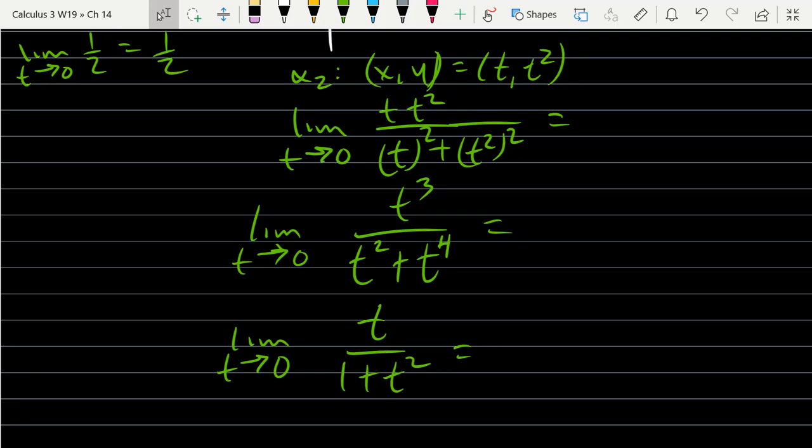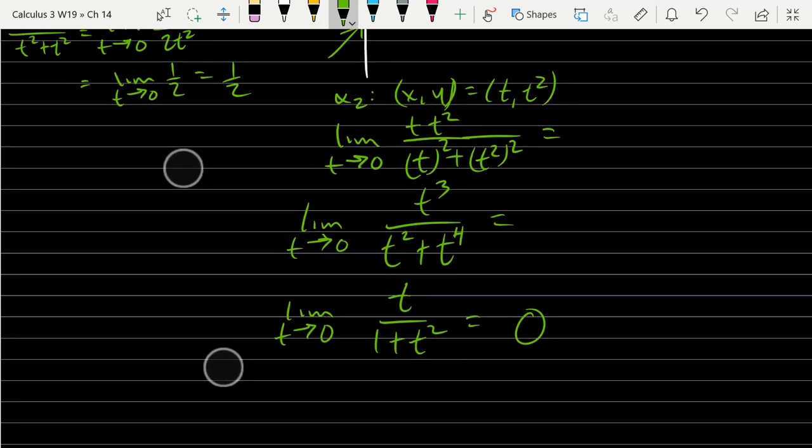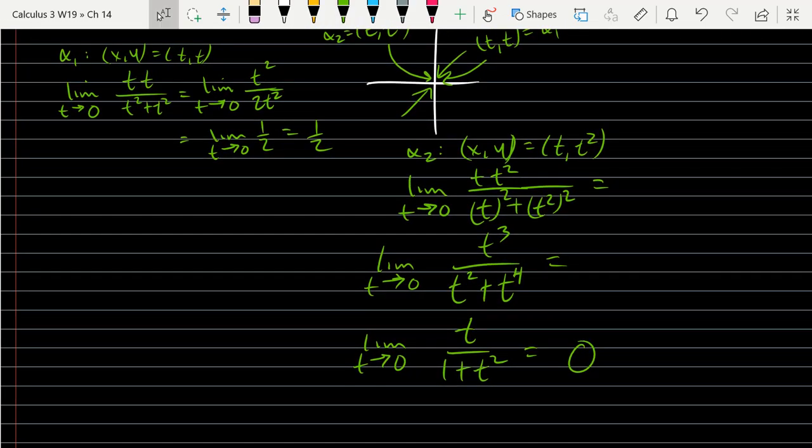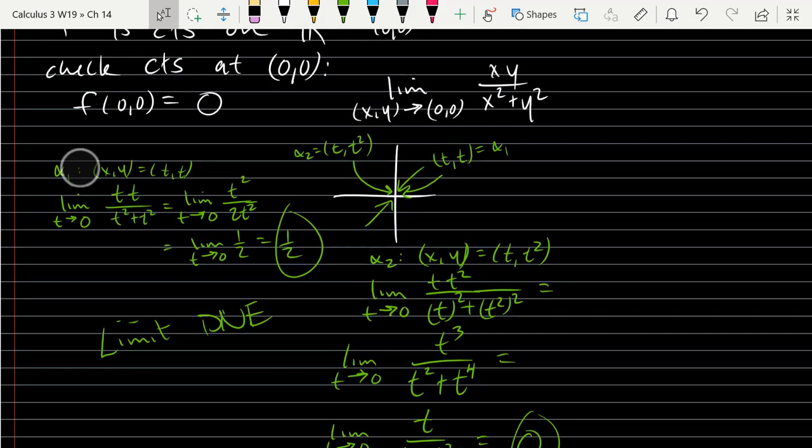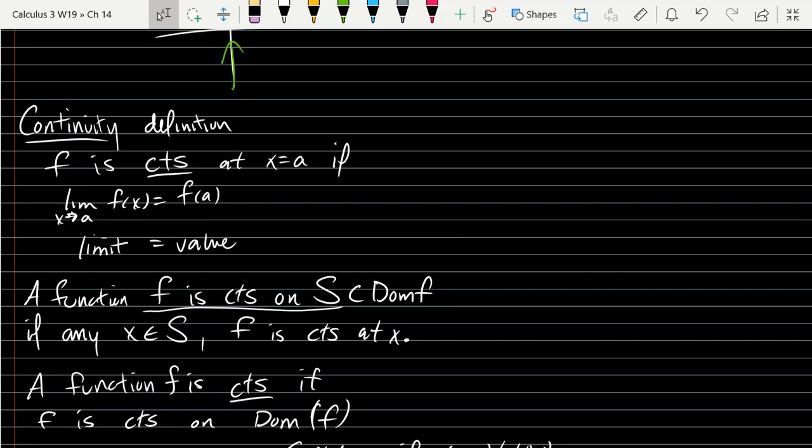So any questions on the alpha 1 path? I'm getting one half on that. Now, what about the alpha 2 path? I did as much algebraic reduction as I can. What's the limit of t over 1 plus t squared? Super easy limit: zero. All right, what can I now say about the limit? I got 1/2 and 0, so the limit does not exist. I don't have any limit here.